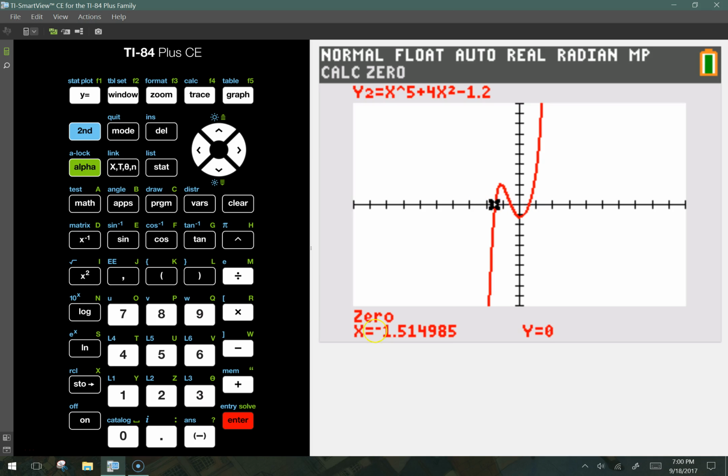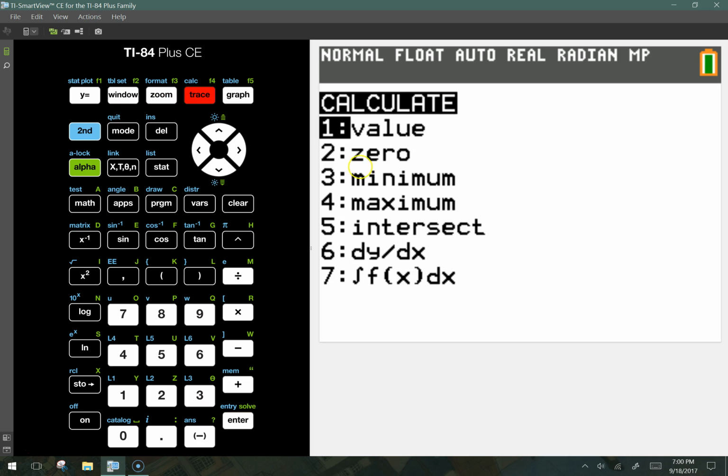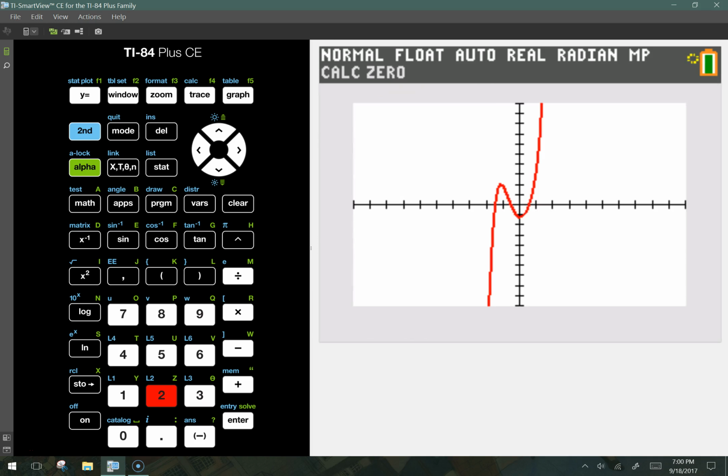This gives it a nice small area, and I can see where my x-intercept is down here. It says x is equal to approximately -1.5. All right, let's do that again to find this middle x-intercept. I'm going to second trace, and then I'm choosing the second option for zeros.